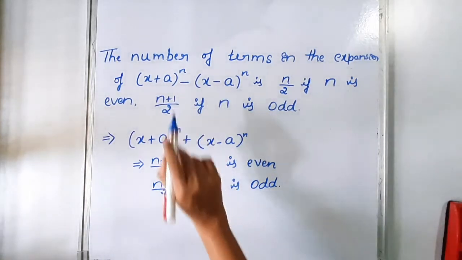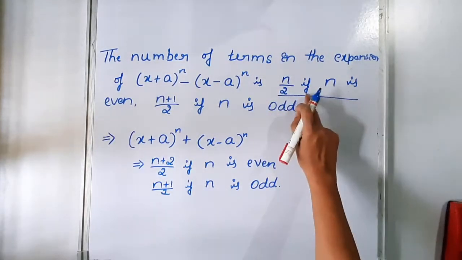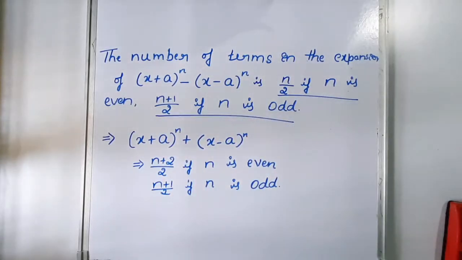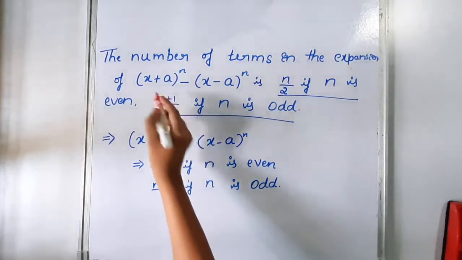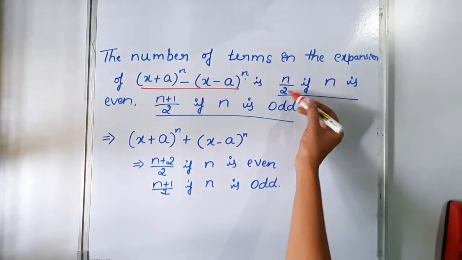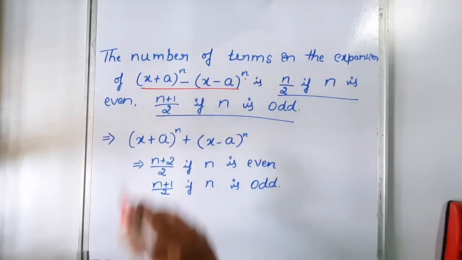So if this is the form, then the number of terms will be n/2 if the number n is even, and (n+1)/2 if the number n is odd. Is it clear? So in this expansion, if n is even, then n/2 number of terms will be there. If n is odd, then (n+1)/2.